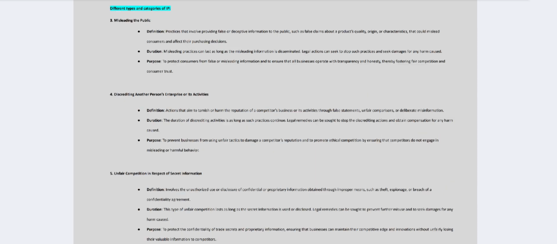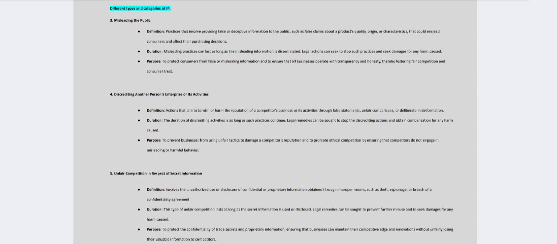Misleading the public. Definition: practices that involve providing false and deceptive information to the public, such as false claims about a product's quality, origin or characteristics. Duration: misleading practices can last as long as the misleading information is disseminated. Purpose: to protect consumers from false or misleading information. Discrediting another person, enterprise or its activities.